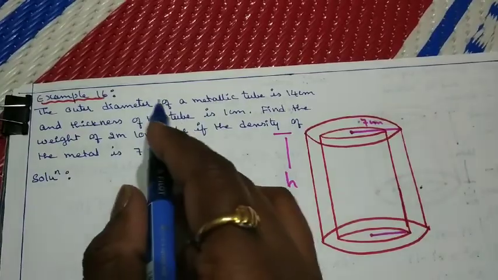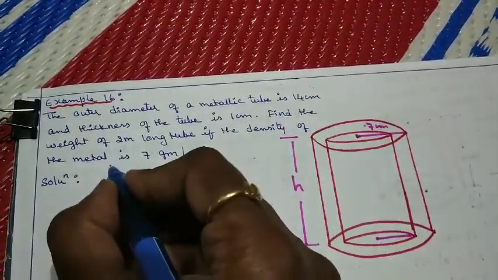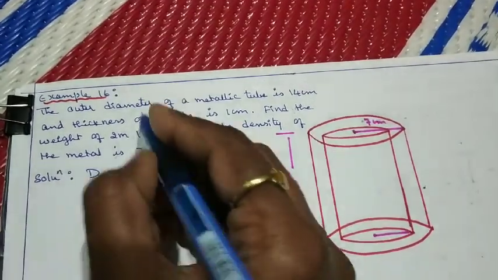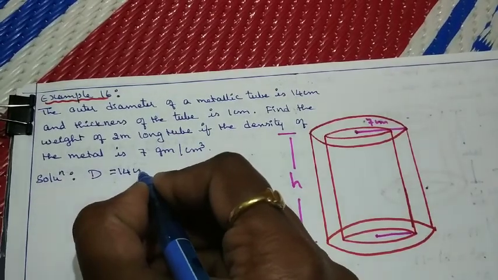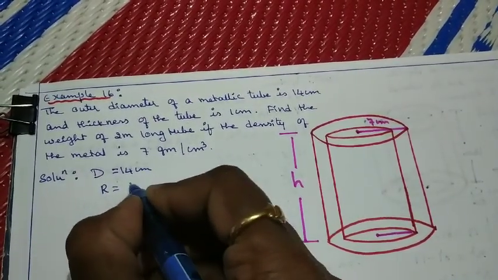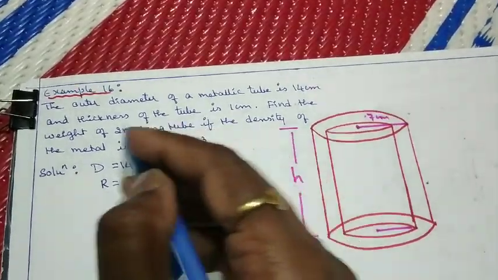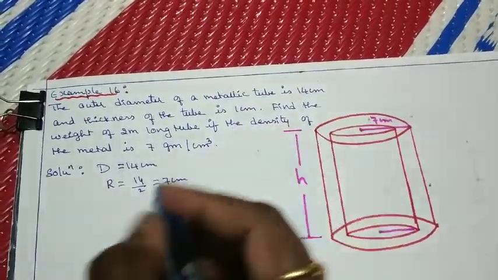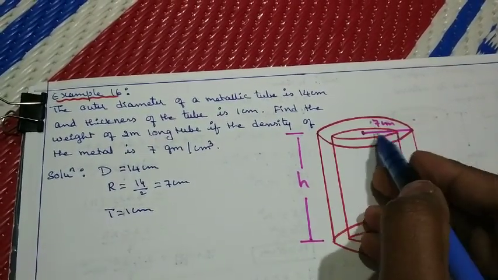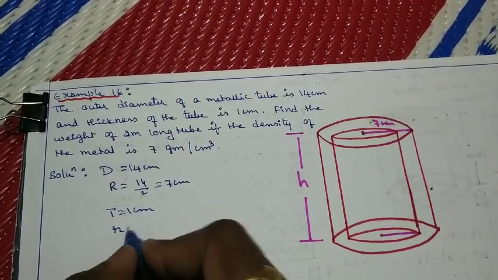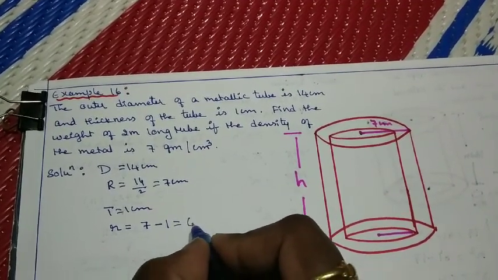The outer diameter of a metallic tube is given, which is 14 centimeter. That is capital D, because it is specified as outer. Capital D equal to 14 centimeter. Then capital R equal to 14 by 2 equal to 7 centimeter. And the thickness of the tube is 1 centimeter. So the thickness is given as 1 centimeter, which means we'll get the inner radius. The inner radius is 7 minus 1 equal to 6 centimeter.